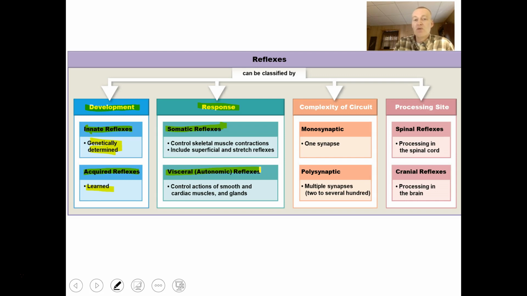We can classify reflexes based on the complexity of the circuit. So some of these reflexes are what we call monosynaptic. There's only one synapse. You have a sensory neuron that's connected to a motor neuron, and it creates a reflex. We can have polysynaptic, where you have multiple synapses. This is where you'd have a sensory nerve cell, an interneuron, and a motor nerve cell in sequence, connected together. And then the processing site: you do have spinal reflexes that are processed by the spinal cord, and there are cranial reflexes that are processed by the brain.